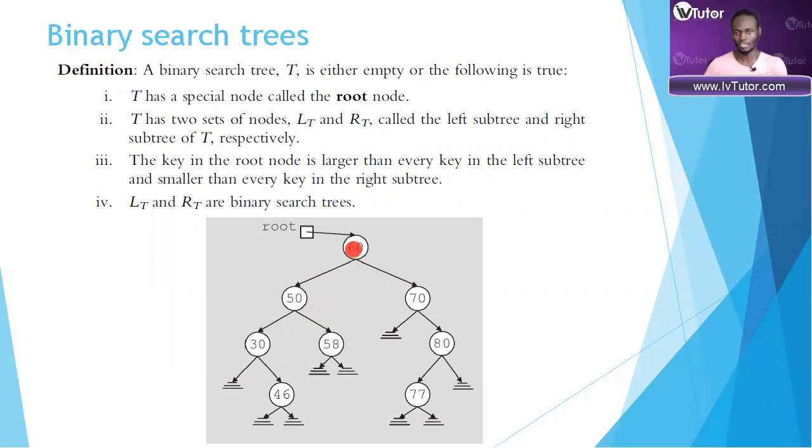So you can see you have 60 here, which means all these nodes are less than 60, and all these ones are greater than 60. And this is the case for every single node in this tree. So for 50, these are all less, these are all greater. For 30, less, greater. 70, less, greater. That's how it works, which means it makes it easy for you to search for a node.